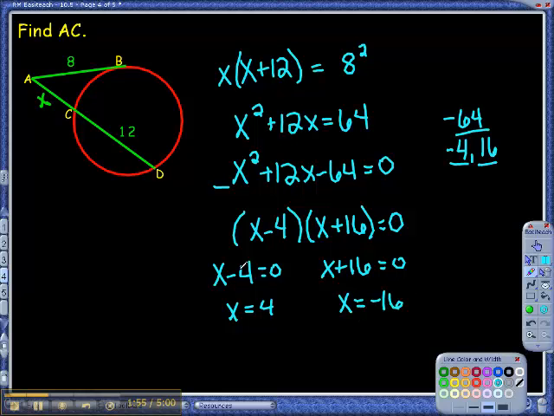Now, taking a look at this one, we're talking about a length of a segment, and we know that a length could never be negative, so this x equals negative 16, that's an extraneous solution. It's not true in the context of the problem we're solving for. So here x could only be the 4.